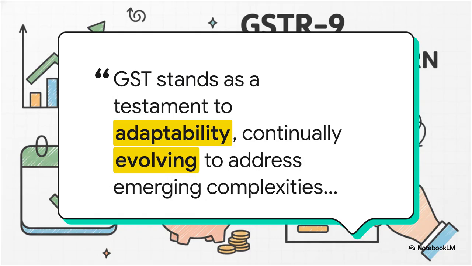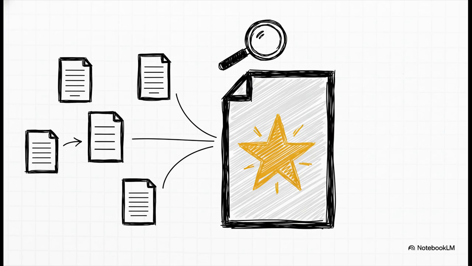To really get the spirit behind this annual return, this quote from the Institute of Chartered Accountants Guide is just perfect. It's a great reminder that the GST system isn't static, it's always evolving. And the GSTR-9 is a huge part of that. It's that final checkpoint to make sure everything for the year lines up just as it should. So, let's break it down.